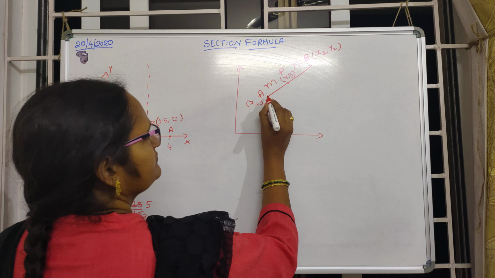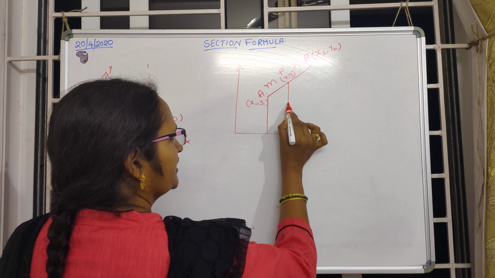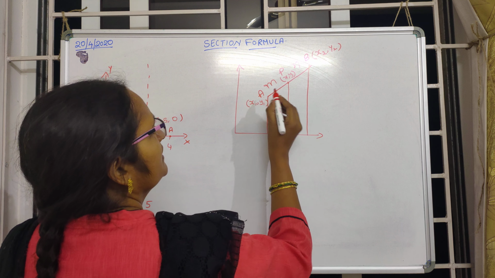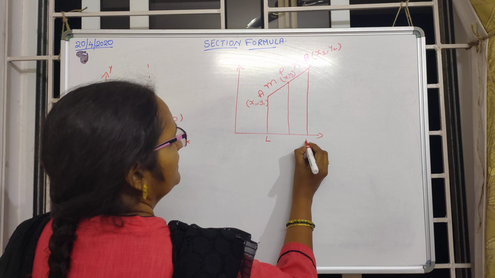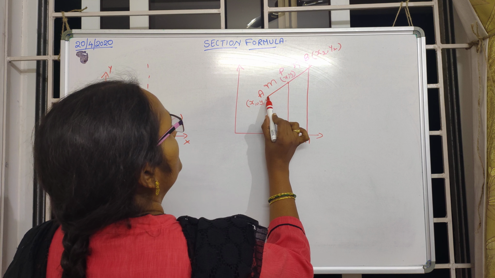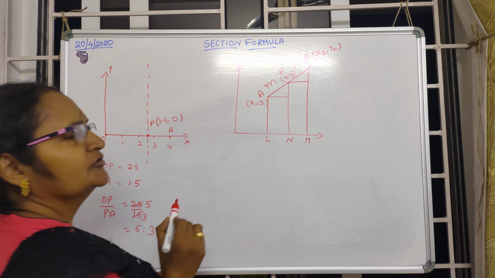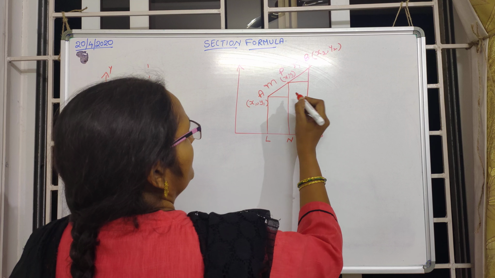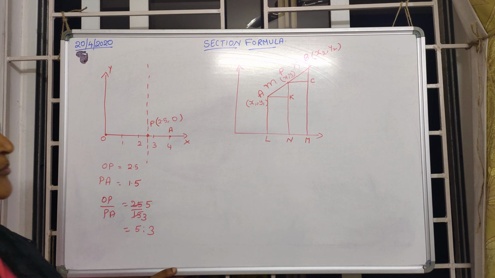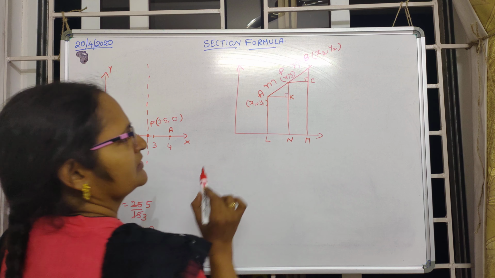Observe clearly. I am drawing a perpendicular over here, and from P also I am drawing a perpendicular, and from B also I am drawing a perpendicular. Name these perpendiculars L, M, and N. In the same manner, from point A I am drawing a perpendicular here, and from point P also I am drawing a perpendicular. Name this one as K and this one as C. Clear now? Now observe, this is perpendicular, right? And this is also perpendicular.